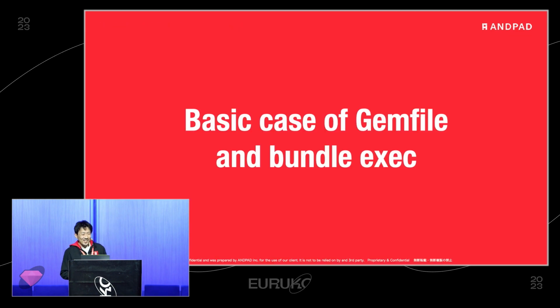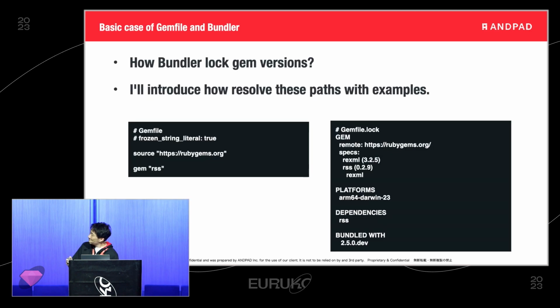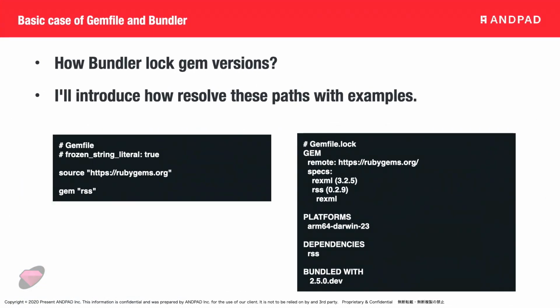Okay, sorry. So let's understand Bundler with the bundle exec command. How does Bundler lock gem versions and update load paths? We will use a Gemfile that only specifies a simple RSS gem. RSS has a library called REXML as a dependency in the Gemfile. So RSS only has one dependency.